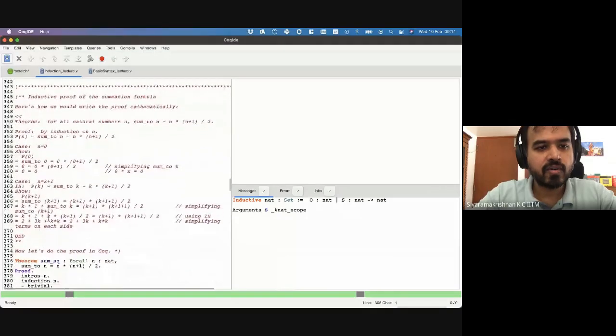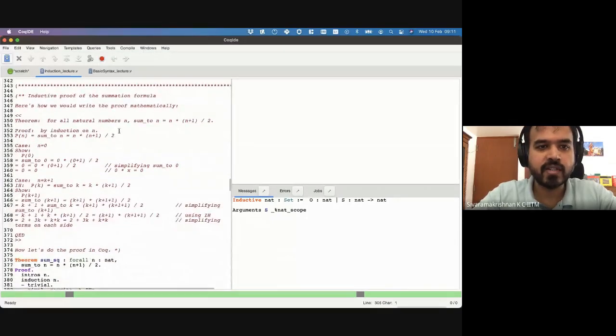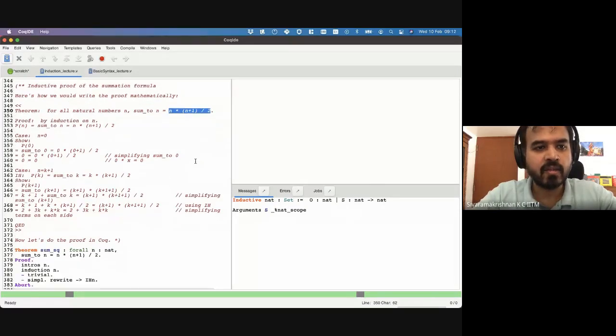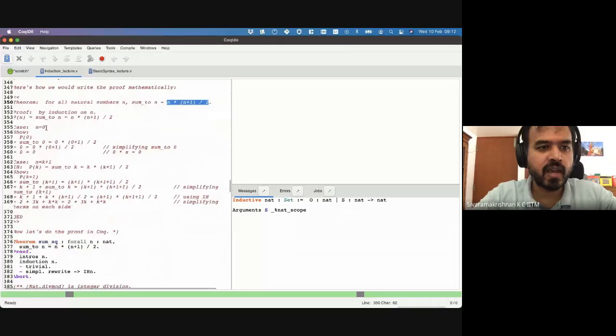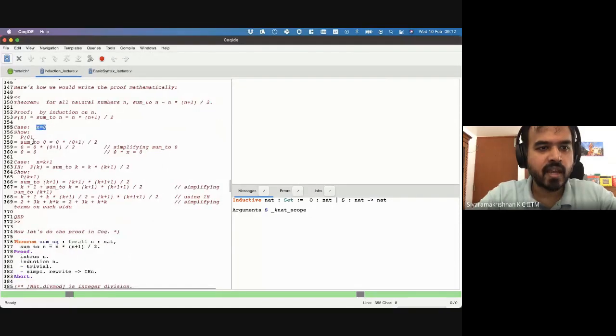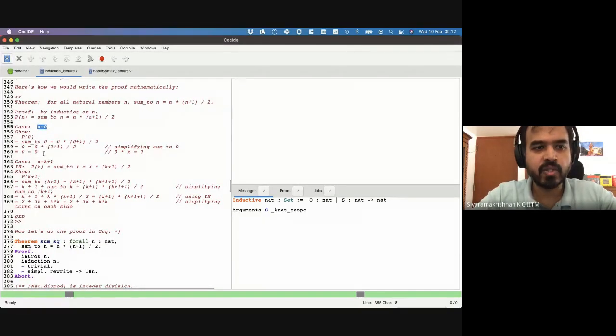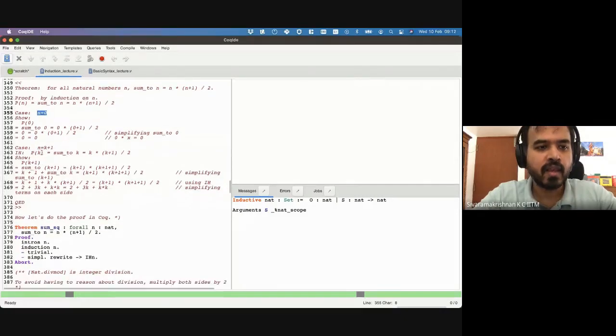Okay, so this is the inductive definition of the summation formula. We are going to show that sum2 of n, which is the function that we define, is the same as n times n plus 1 divided by 2. By induction on n, we have to prove it for the base case. If you substitute 0, you will see that both of the sides reduce to 0.